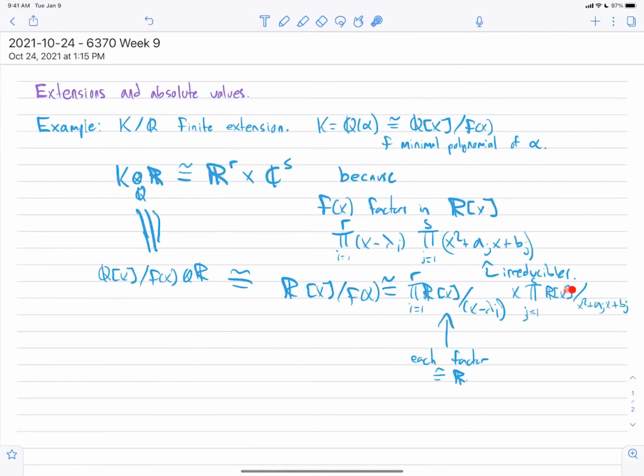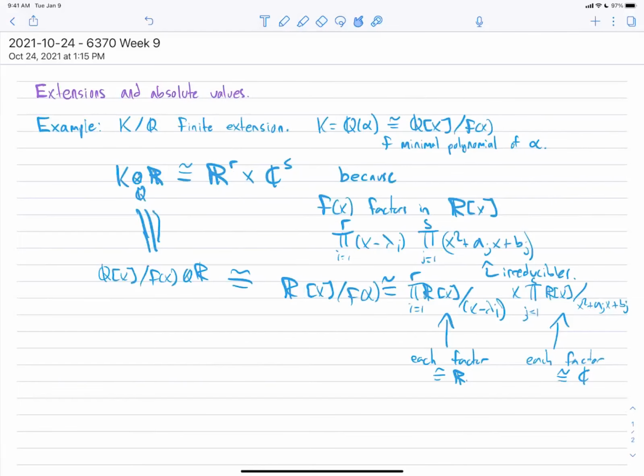And then each of these is isomorphic to the complex numbers. To get a specific isomorphism, you have to choose a root of this polynomial, which is the same as giving an embedding into the complex numbers that doesn't factor through R. So that gives you your C to the s coming from these terms. Each factor is isomorphic to C. And so this R to the r part is completely unambiguous, but for the C to the s part, for each coordinate, you have a choice of taking the embedding or its complex conjugate. But okay, that's fine. And this was a really useful thing to do.